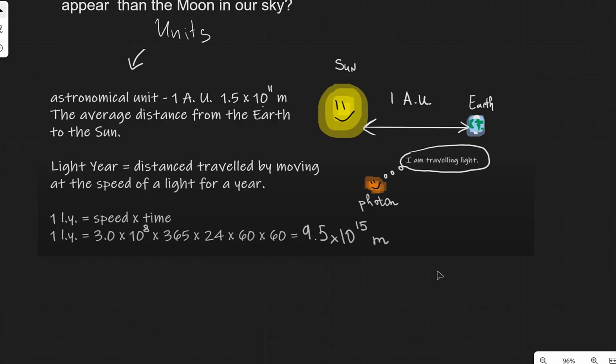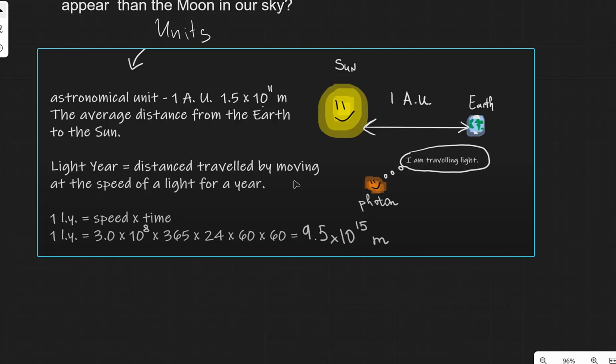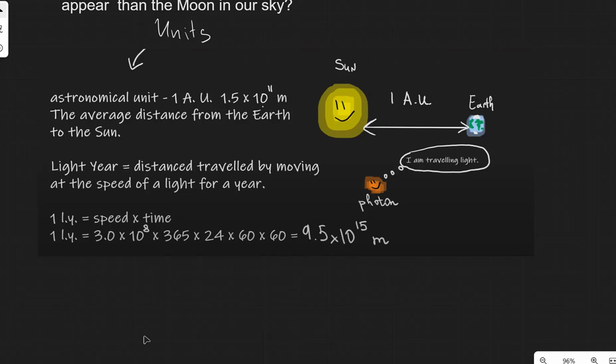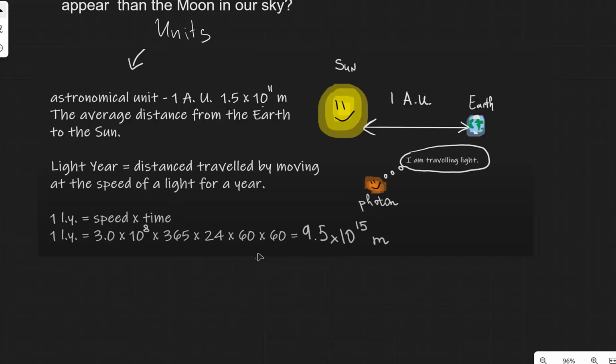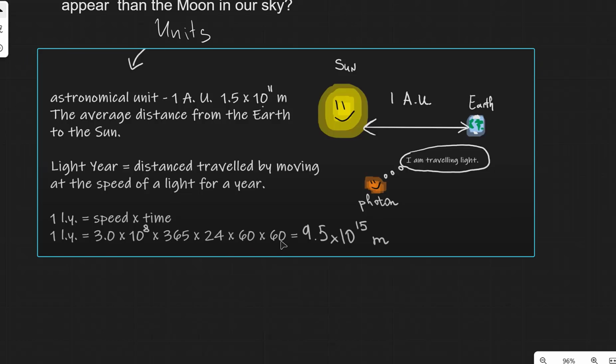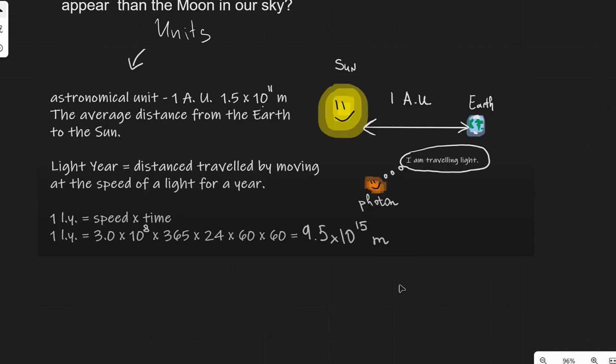We're also going to need to define a light year. And that is the distance traveled by moving at the speed of light for 1 year. Let's calculate how much that is, because the speed of light is constant. One light year is going to be equal to speed multiplied by time, which is going to be 3 × 10⁸ times 365 days, each of them has 24 hours times 60 minutes multiplied by 60 seconds, and this will give us a grand total of 9.5 times 10 to the power of 15 meters, and this is one light year.